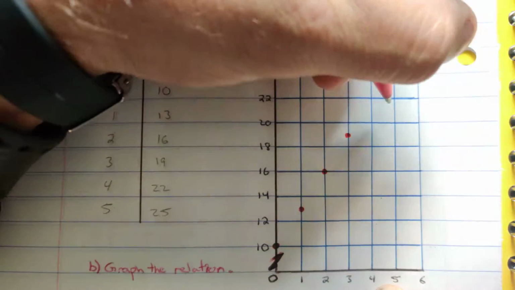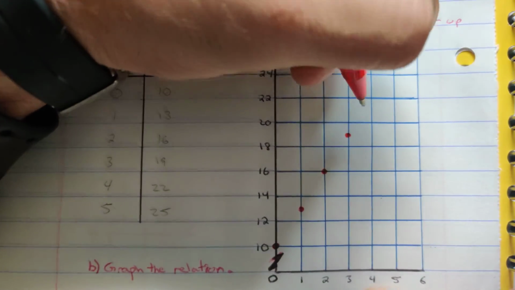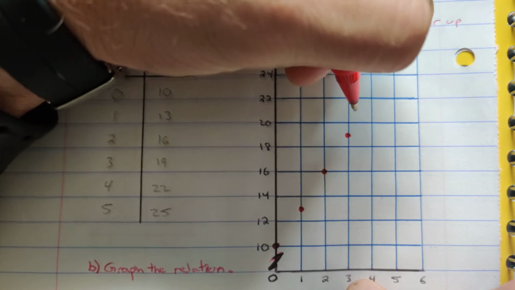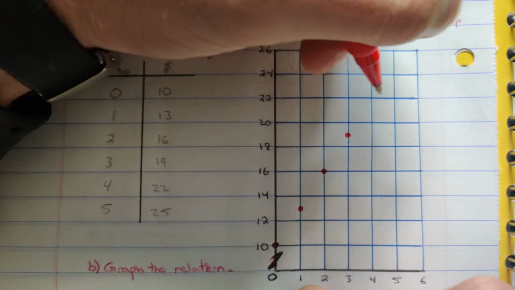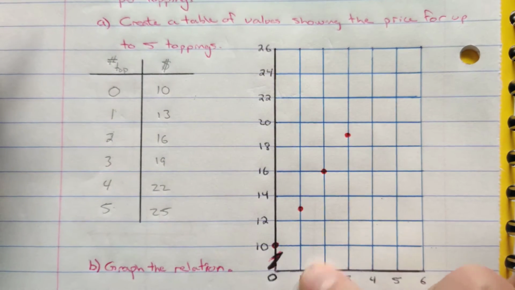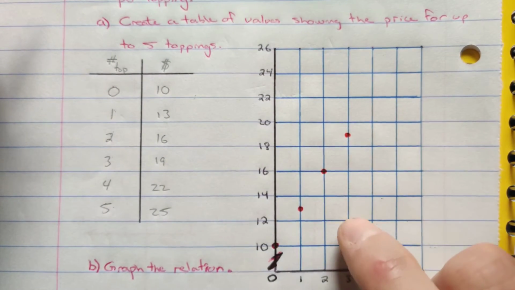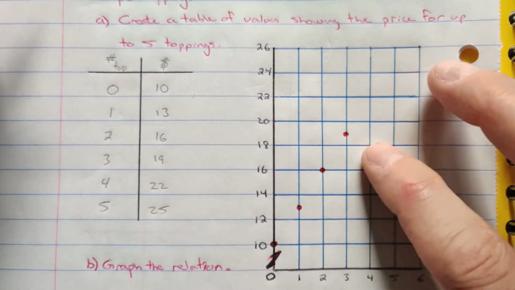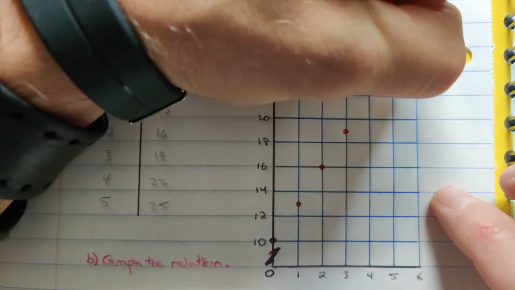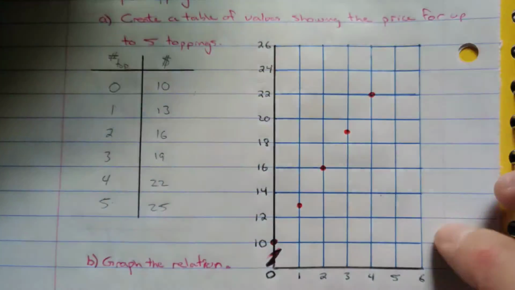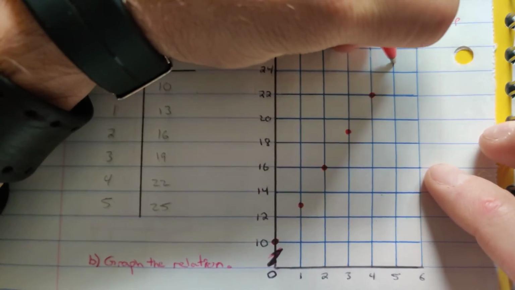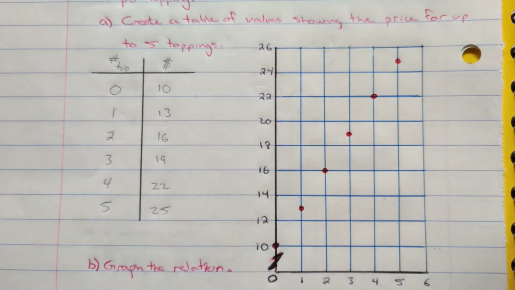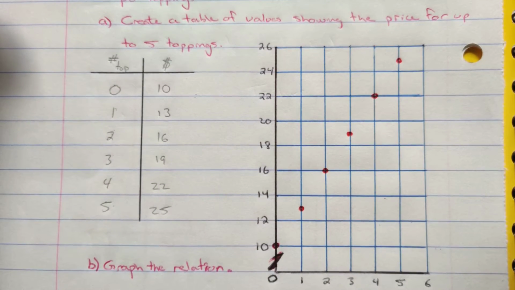Continuing on, we have 4 and 19. What do we have? Oh, I made a mistake on there, didn't I? 1 and 13. No, 2 and 16. 3 and 19, sorry, 4 and 22. 4 and 20, I was doing it right. 4 and 22, and then 5 and 25. So I can plot out all my points, and I've now graphed the relation.